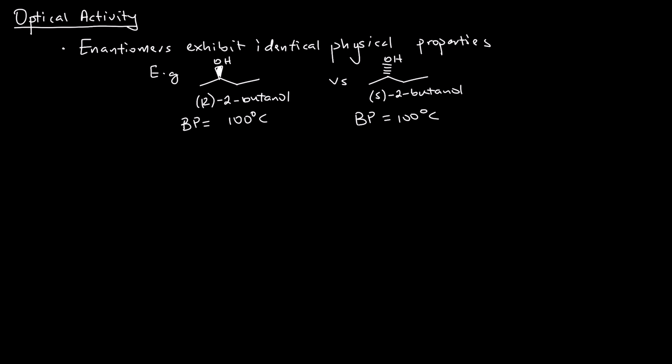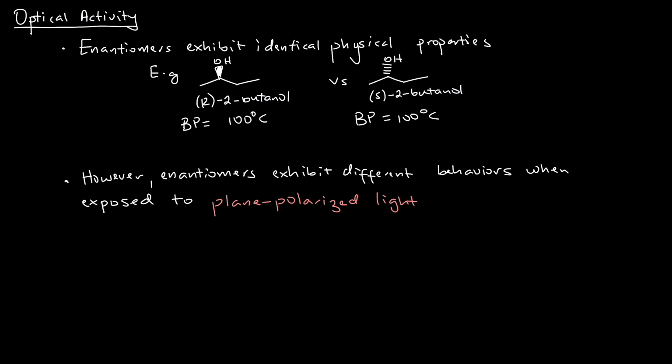The only difference here is they're mirror images, but they would have exactly the same kind of intermolecular forces that dictate these types of physical properties. However, enantiomers exhibit different behaviors when exposed to what we call plane-polarized light. So what we're going to do is explain what plane-polarized light is and how it is affected by running plane-polarized light through a sample of a pure enantiomer.